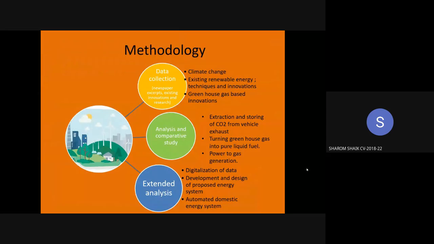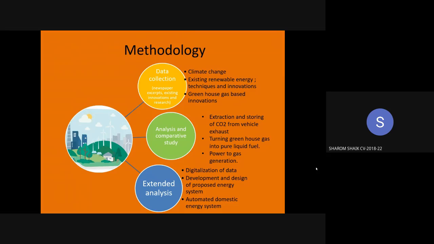For this project, we have gone through various processes, and among them you see the different methodologies we have gone through. First was data collection, specifically with respect to what causes climate change. Second, the various renewable energy techniques and innovations, which you shall see in the further slides, and greenhouse gas-based innovations, which I've just explained. Next, we went to analysis and a comparative study with the same research papers. And lastly, it will be our future scope, which is an extended study.